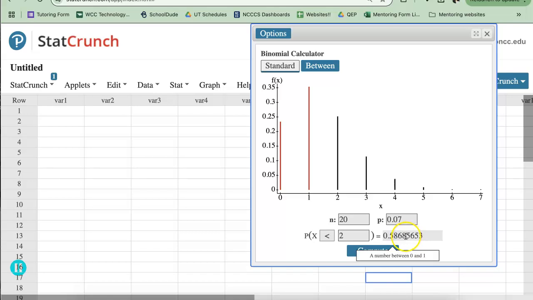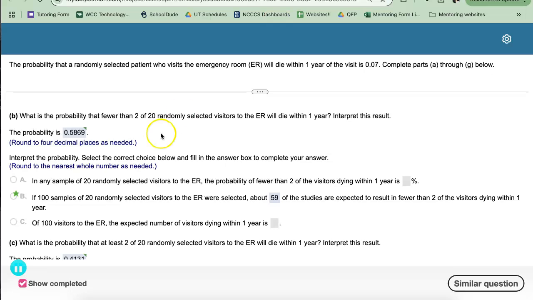And this is that probability, so I can copy and paste that here. Notice in the interpretation, we're using similar language as we did in the last one, that if we had done this several times, 100 times, for instance, we would expect about 59 studies to have that same result.